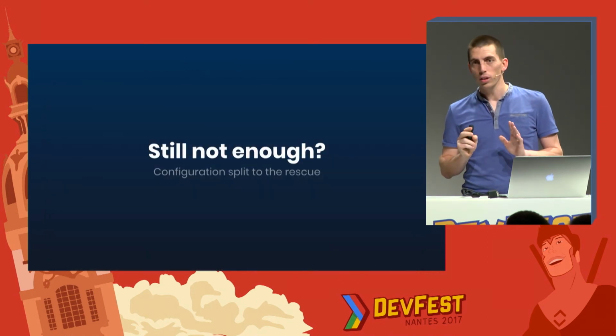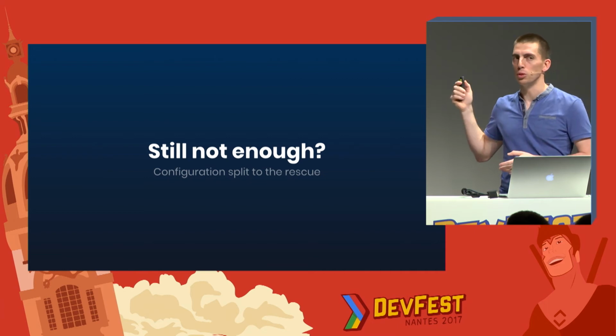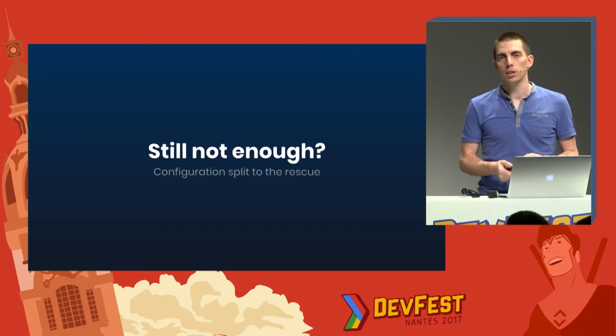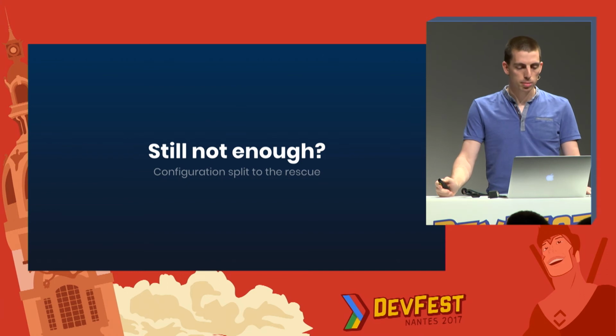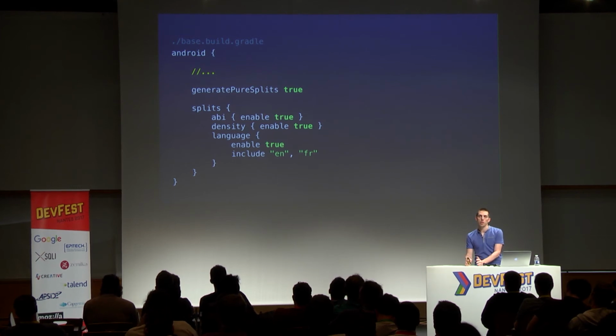And if, and only if, it's not enough, then you can use something called configuration splits to the rescue. I know that some people are always using that at the beginning, but for me, it's better to try to reduce your APK first. And if it's really too big, then you can look at other possibilities like configuration splits. And configuration splits consist of saying that it's not necessary to bundle the French language if the device is in English, sorry.